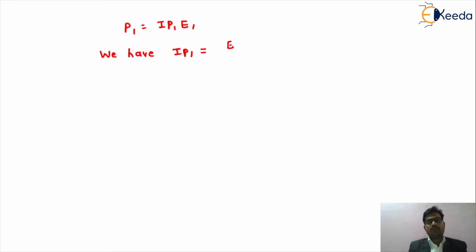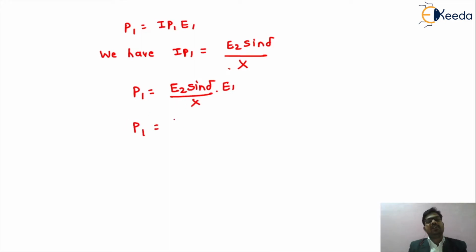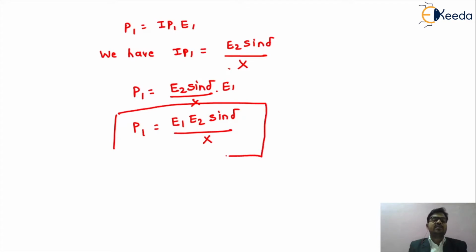IP1 is equal to E2 into sine del divided by X. Now we can substitute this value of IP1 into that equation. So we are getting the equation P1 is equal to E2 into sine del divided by X into E1. So similarly, we can rewrite this equation, that is P1 is equal to E1 into E2 into sine del divided by X. So this will be the active power of transmission line at the sending end. Okay, so this will be the value of your active power.